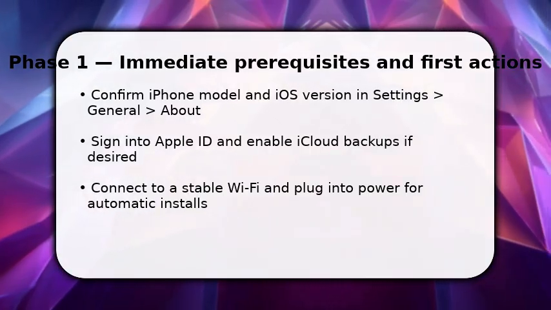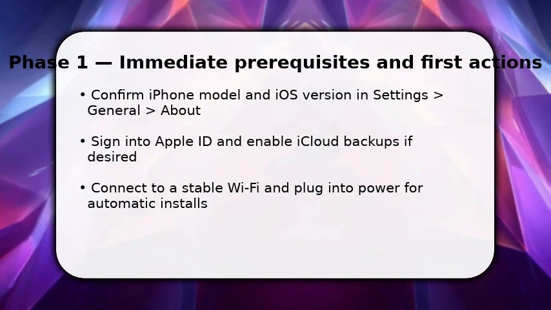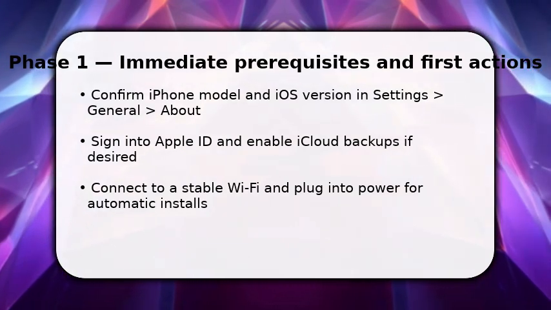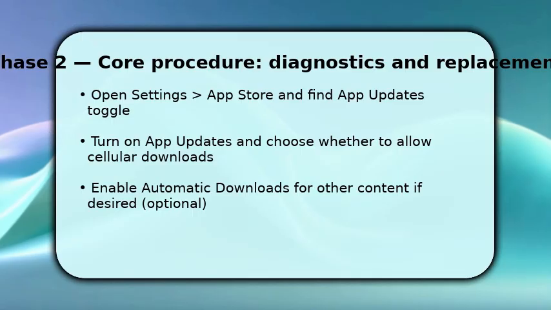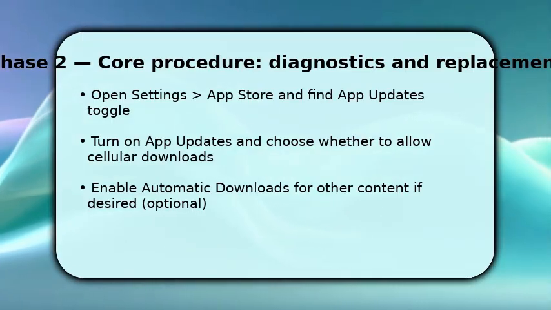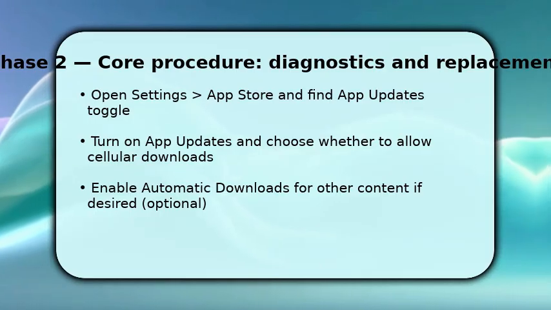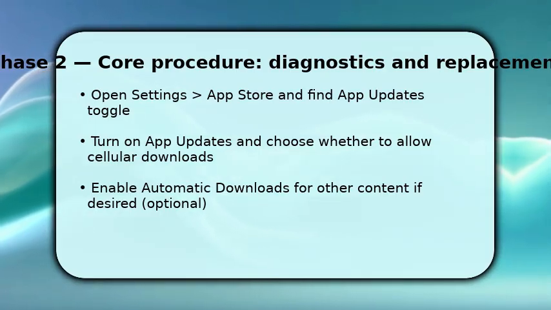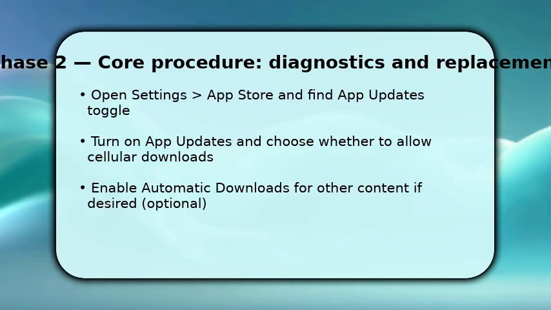Now move to the App Store settings to enable automatic app updates. Open Settings and tap App Store, where the app update switch lives. Flip it on to allow apps to update automatically. Make a decision about cellular. If you leave Use Cellular Data off, large downloads will wait for Wi-Fi. Turn it on only if you accept potential data charges.